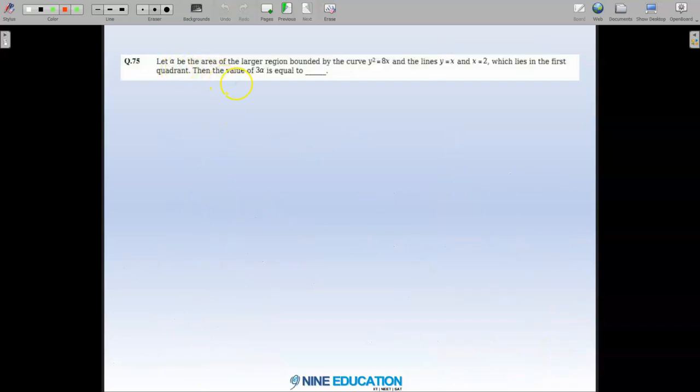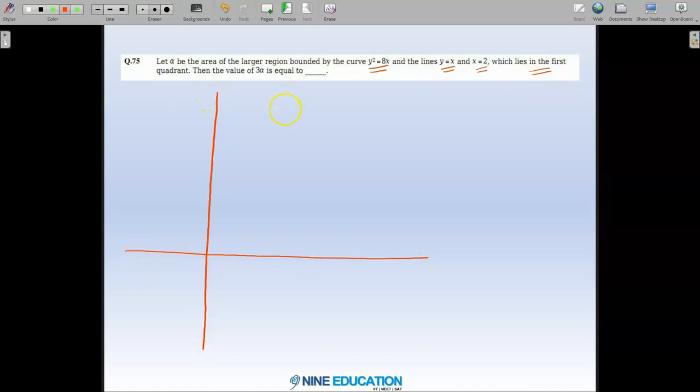Question number 75 is, let alpha be the area of the larger region bounded by the curve y square equal to 8x and lines y equal to x and x equal to 2, which lies in the first quadrant. So let us see the diagram first. Let us draw the curves and then we will know which area it is talking about.